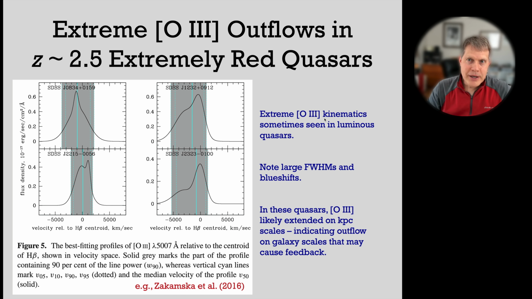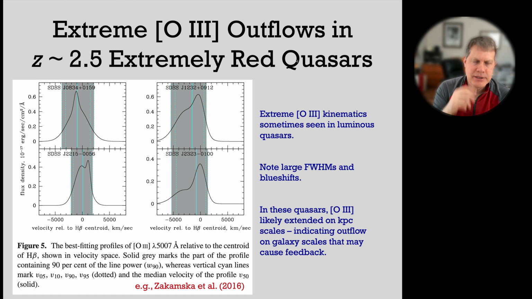So here, in these particular extremely red quasars, you have O3 emission that appears as broad as what we often measure for BLR lines. And because, again, you're dealing with forbidden O3, which is, again, a forbidden transition that can only be made on large scales, this is indicating that, and this is supported by photoionization modeling reported in this paper, in fact, that the O3 emission here is likely extended on kiloparsec scales in these luminous quasars, indicating that you may indeed have outflow on galaxy size scales that is capable of causing feedback in these luminous, extremely red quasars.